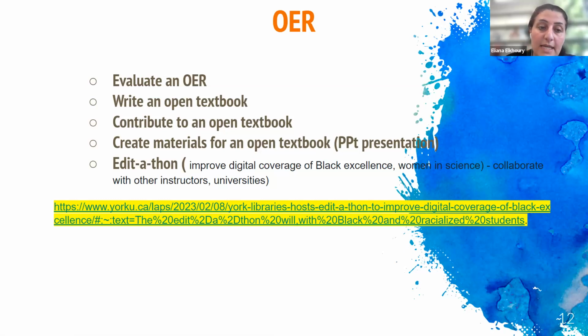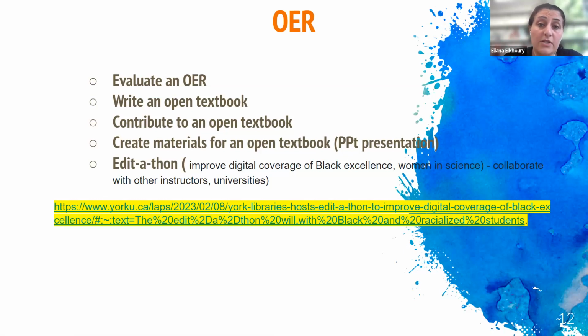There's another idea, which is an edit-a-thon on Wikipedia. I included a link here from York University in Canada. And what they did was two. The first one was to improve digital coverage of Black excellence. So they put all the students and they gave them, for example, 24 hours or 48 hours to go in and edit Wikipedia pages to provide examples of Black excellence. The second example is about women in science. So no matter what the topic you are doing, you can find something that is missing and then create these edit-a-thons or ideas.